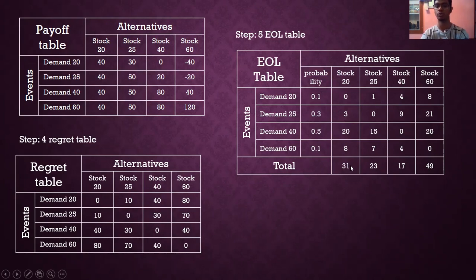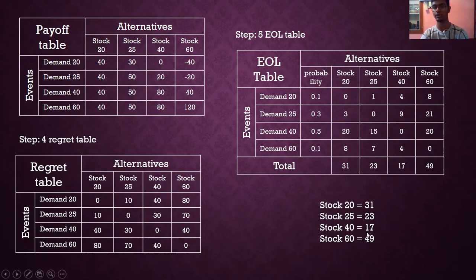So now we got a total of these EOL table values. After getting the totals, we are writing the values here. Stock 20, 31, stock 25, 23, stock 40, 17, and stock 60 is 49. So in the EOL table, we have to check for the lowest value. Here the lowest value which we have is 17, and that is stock 40.